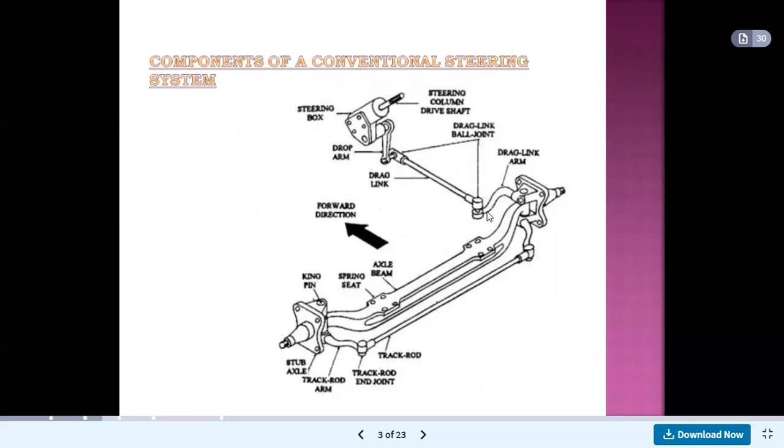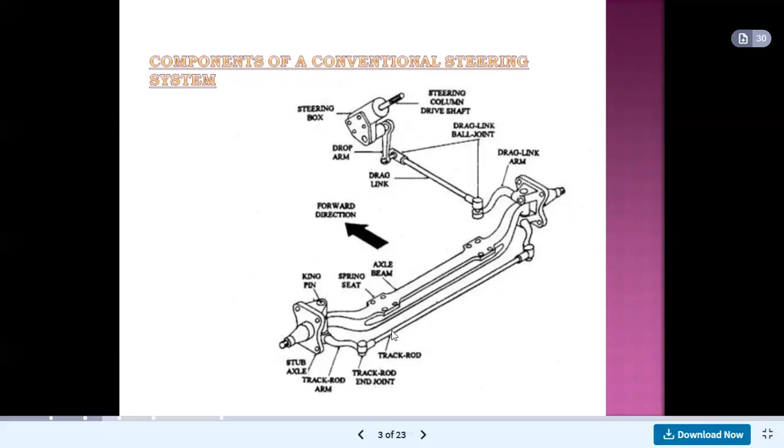After that, the ball joint is connected to the drag link arm, and this drag link arm is connected to the stub axle. This is the stub axle. Actually, two stub axles are provided on one axis, that is the front axis or rear axis. In this diagram, this is the front axis, because the steering mechanism is provided on the front side of the vehicle. So these are the stub axles.